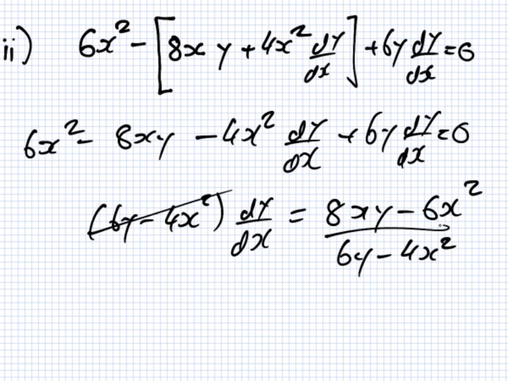They tell us the x and y is 2, 1. So if I put in 2, I get 8 times 2 times 1 minus 6, and x is 2, so 2 squared is 4. On the top I get minus 8, and on the bottom I get 6 minus 4 by 4, which is 16. 6 minus 16, minus 10. So this will be positive 4 over 5.